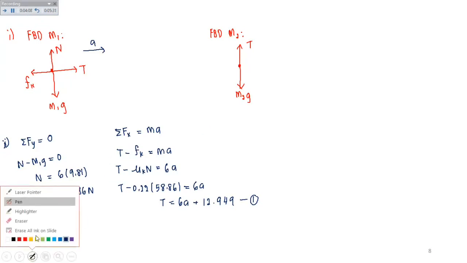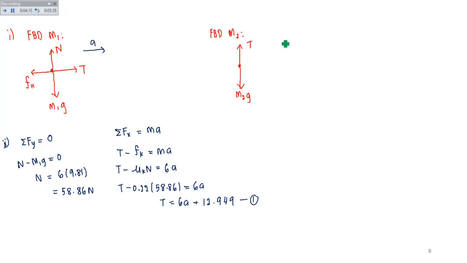Okay, alright. So now kita resolve untuk free body diagram M2. Okay, so now yang ni akan jadi summation Fy equals to negative MA. Sebab A kita untuk M2 dia ke bawah. Sebab tu jadi negatif. Alright, so T minus M2G equals to negative MA. Okay, T minus 3 times 9.81 equals to negative 3A. Okay, so rearrange this equation. So we will get T equals to negative 3A plus 29.43. Okay, so this is our second equation.